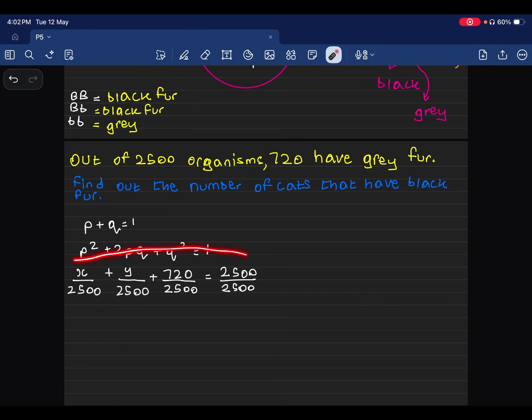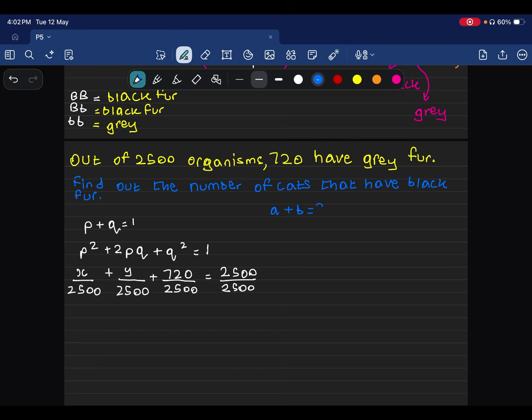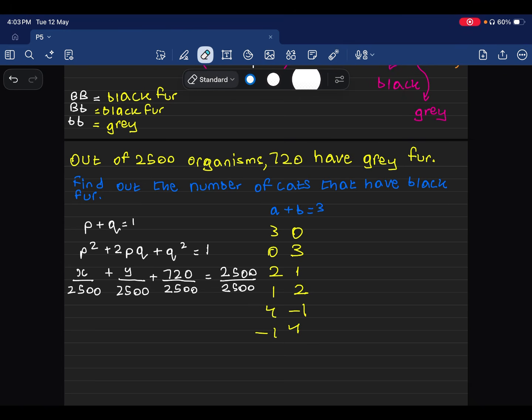Can you solve an equation which has two unknown variables? x plus y plus 720 is 2500. Can you solve it? No, you can't. It's the same thing as saying a plus b is 3. It's not possible to find a or b just from this equation alone. You can say a is 3, b is 0. You can say a is 0, b is 3. You can say this is 2, 1. This is 1, 2. This is 4, minus 1. This is minus 1, 4. Millions of possibilities. You cannot solve a linear equation that has two unknown variables.